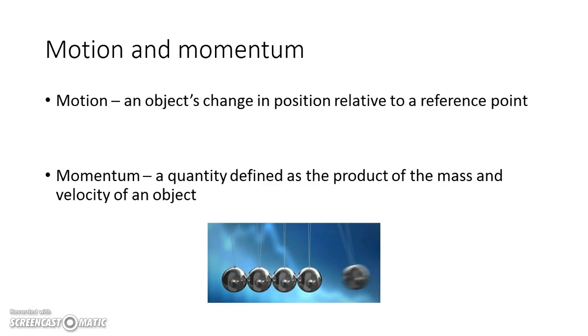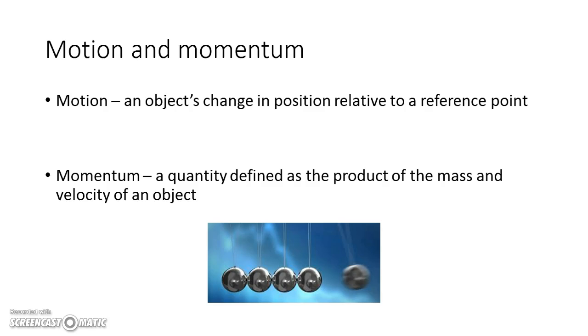Okay, motion and momentum. This is just an overview of the unit, and then we're going to break them all down. Motion is an object's change in position relative to a reference point. Let's say that we are in New York City on a boat going past the Statue of Liberty. The Statue of Liberty stays still, and we know that we're moving down the river because we're moving past it. The Statue of Liberty would be the reference point.